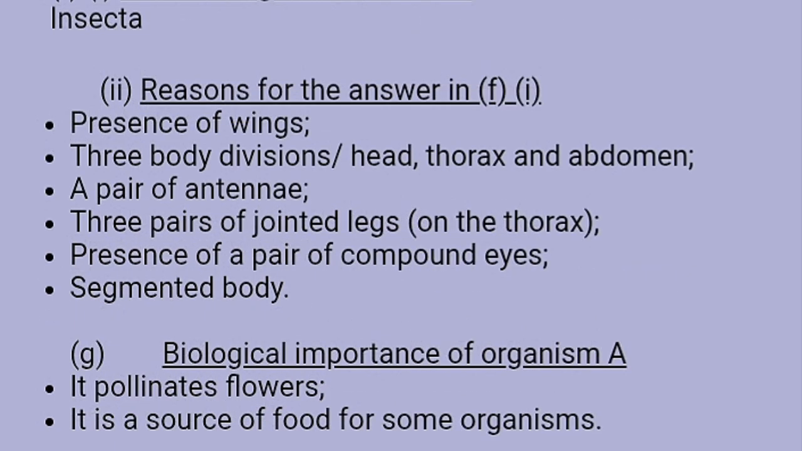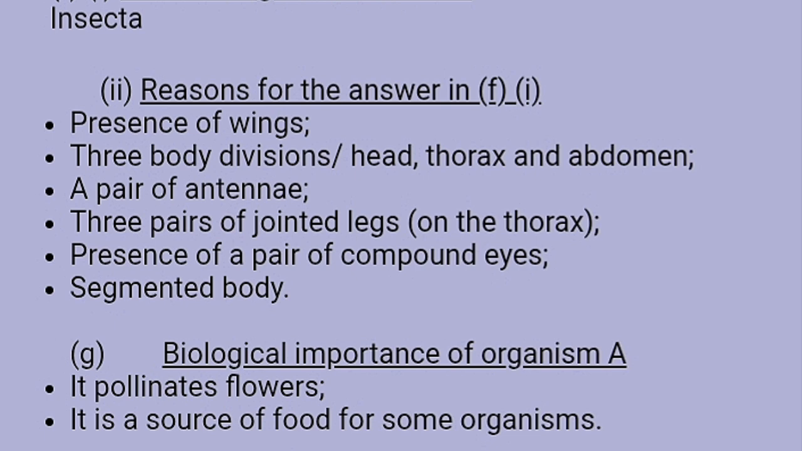What's the economic importance of butterfly? The economic importance of butterfly: it helps to pollinate flowers. So it pollinates flowers. Okay, that's the biological importance. And it is a source of food for some organisms. You see, frog or toad, they eat butterflies. So they're also a source of food. They also help pollinate flowers. You see them a lot in flowers.